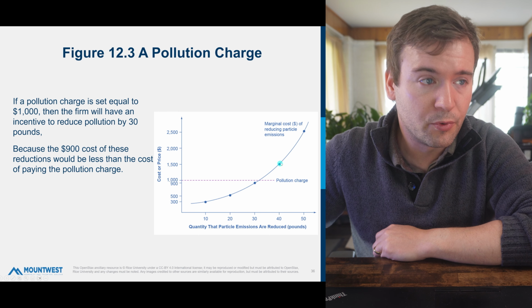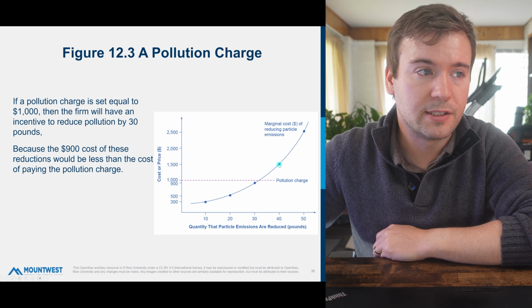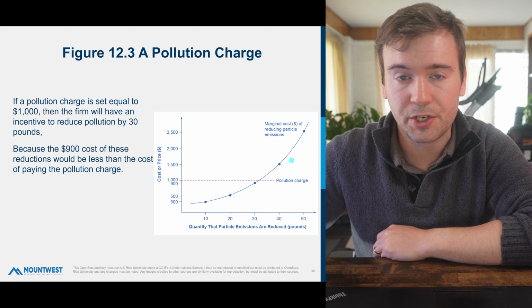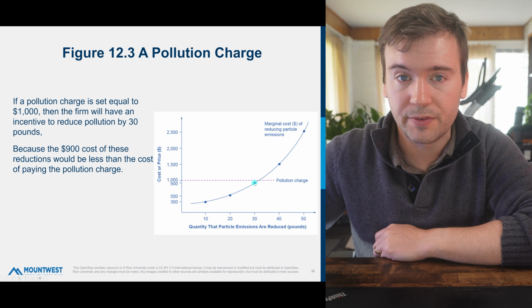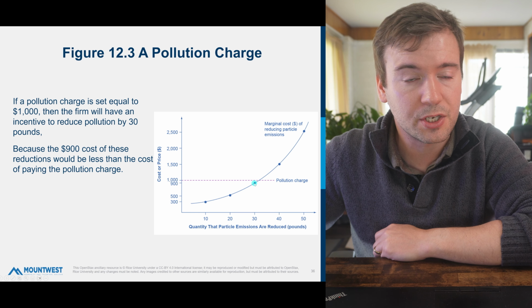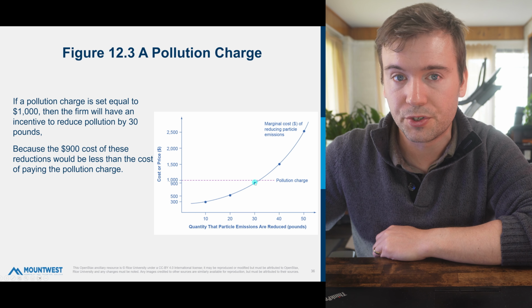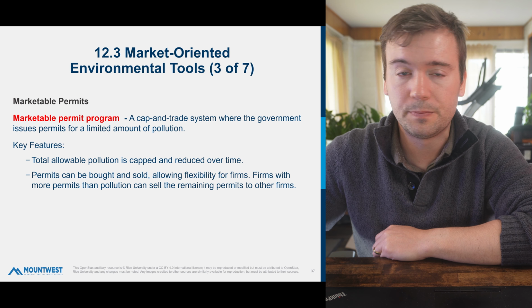Now, if I'm up here in the 40 and 50 world, I'm going to pollute because the marginal cost of reducing pollution at this scale is just too high. It's going to cost me too much. I'm going to rather pay the pollution charge. But if I can reduce the first 30 pounds here, that's going to be a tax savings for me. I won't have to pay the pollution charge. I will have to pay the cost of mitigation, but that cost of mitigation, the marginal cost, is less than the pollution charge. Okay, so that's the idea here. That's what the pollution charges would do for us.